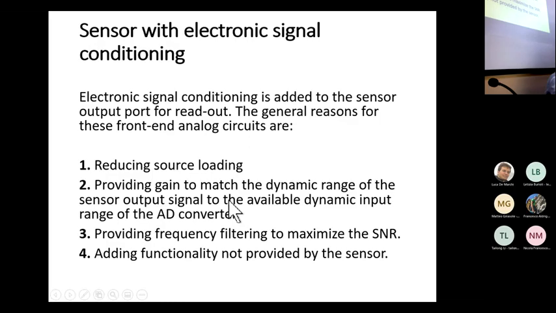Moreover, we can use analog signal conditioning also to add extra functionalities to our sensor. For example, if we want to compute the integral of a given physical quantity or the derivative, we can do it numerically on a digital signal processor, but it is by far more efficient if we do the same functionality in analog.